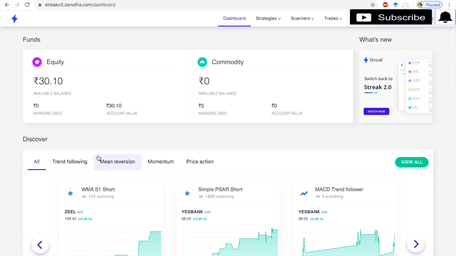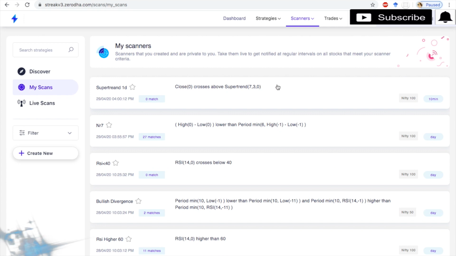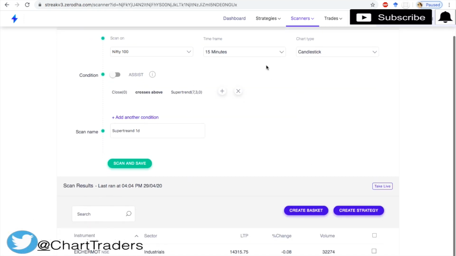Now in Streak, just go to Scanner and create a scanner. I have already created one, so I am going to My Scans. The indicator name is Supertrend. Now I am going to scan on a daily basis chart.